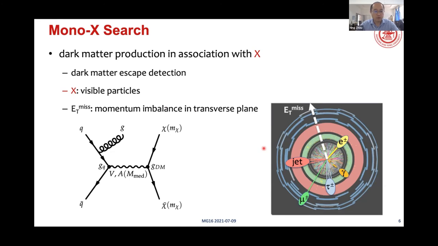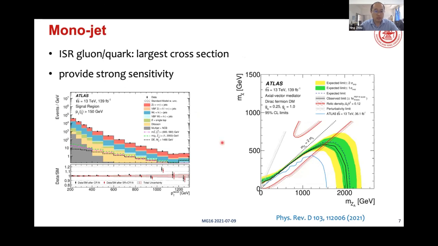The X is a visible particle. So in a proton-proton collider, the most likely visible particle associated with dark matter is the initial state radiated gluon or quark, so that has the largest cross section. So this is the monojet final state that gives the strongest sensitivity in most simplified models. So here is the exclusion contour in the mediator mass and dark matter mass plane. And we can see that the sensitivity to the mediator mass has reached up to 2 TeV.